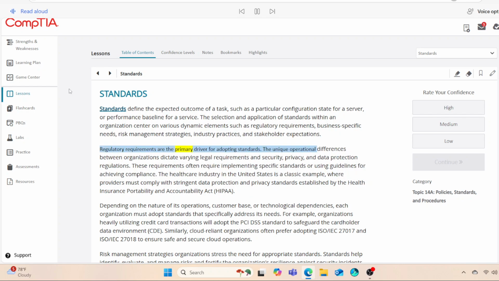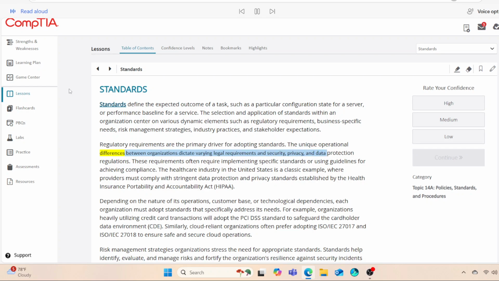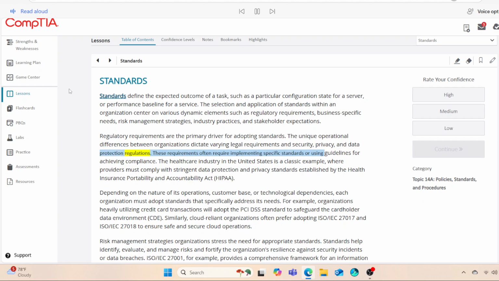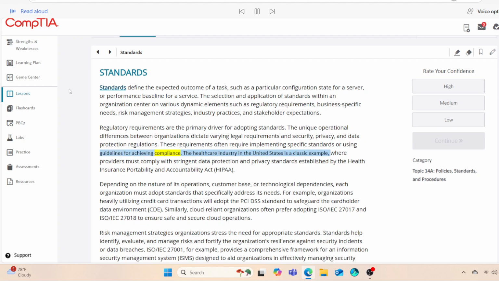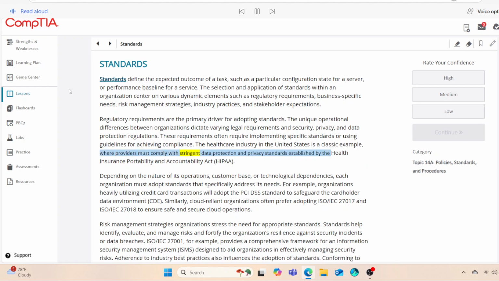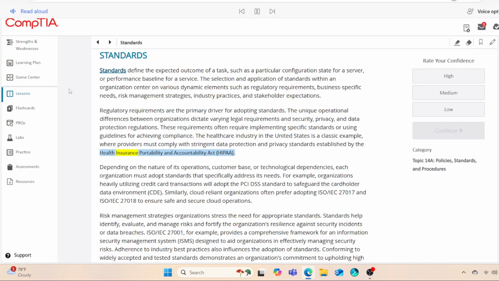Regulatory requirements are the primary driver for adopting standards. The unique operational differences between organizations dictate varying legal requirements and security, privacy, and data protection regulations. These requirements often require implementing specific standards or using guidelines for achieving compliance. The healthcare industry in the United States is a classic example, where providers must comply with stringent data protection and privacy standards established by the Health Insurance Portability and Accountability Act, HIPAA.